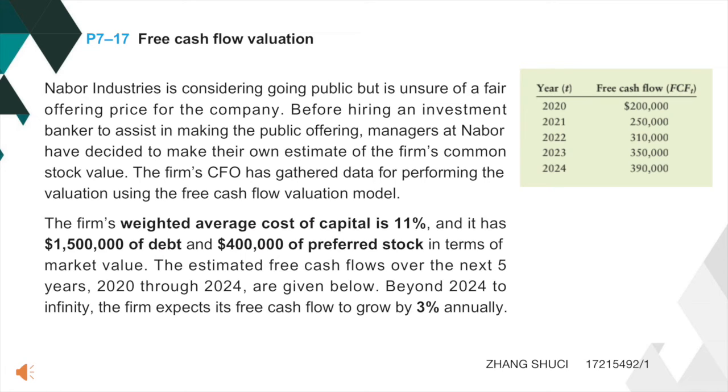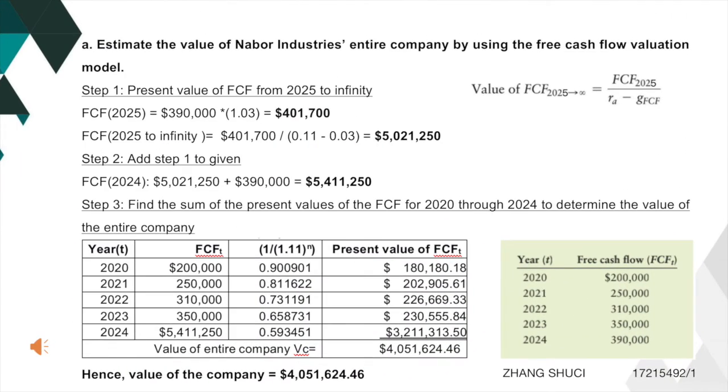The firm's CFO has gathered data for performing the valuation using the free cash flow valuation model. The firm's weighted average cost of capital is 11%, and it has $1,500,000 of debt and $400,000 of preferred stock in terms of market value. The estimated free cash flows over the next 5 years, 2020 through 2024, are given. Beyond 2024 to infinity, the firm expects its free cash flow to grow by 3% annually. Question A: estimate the value of Naval Industry's entire company by using the free cash flow valuation model.